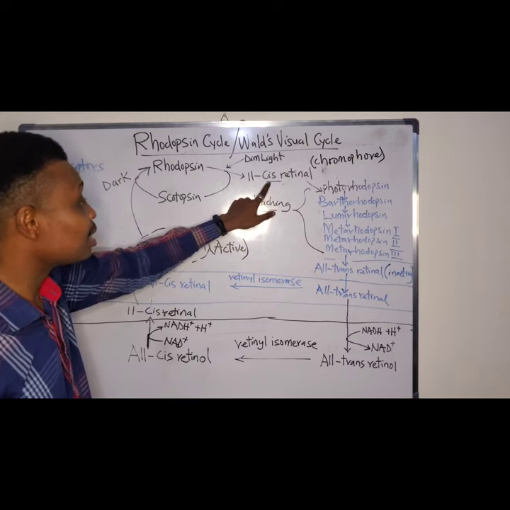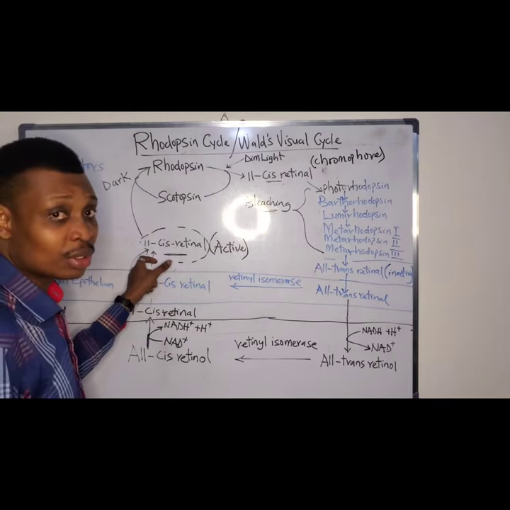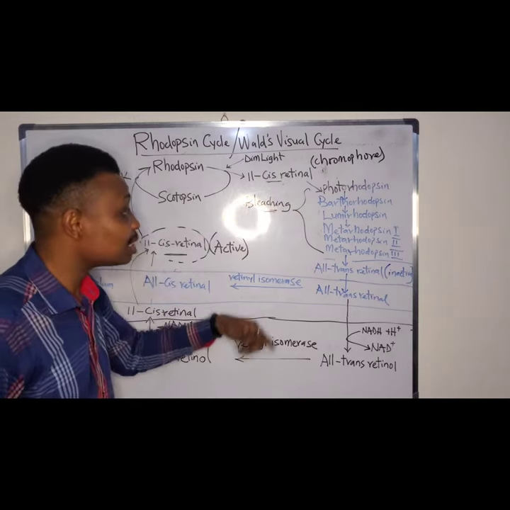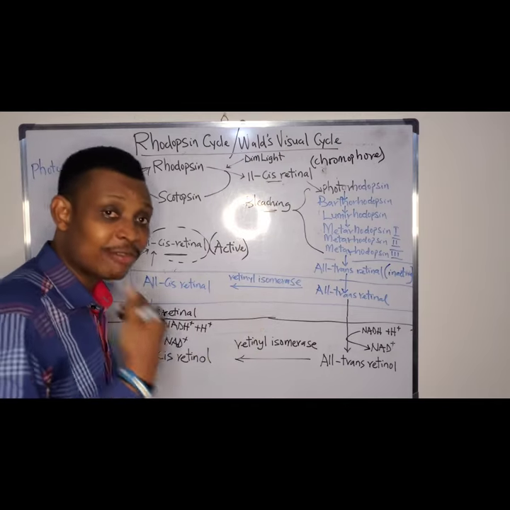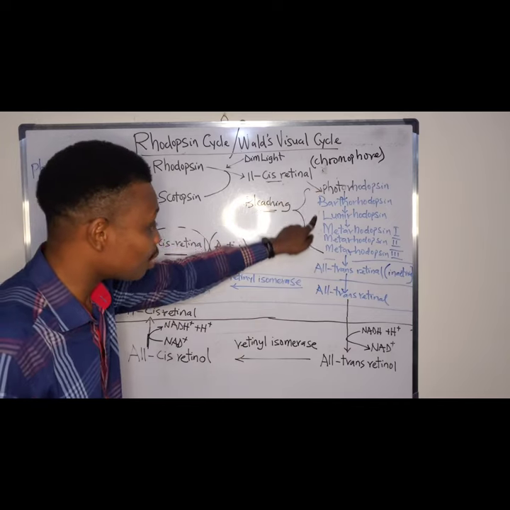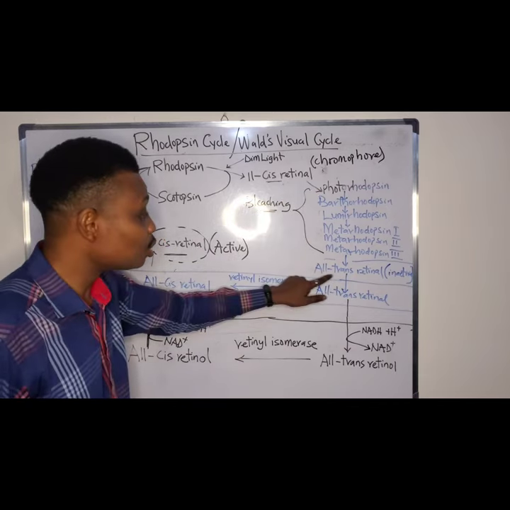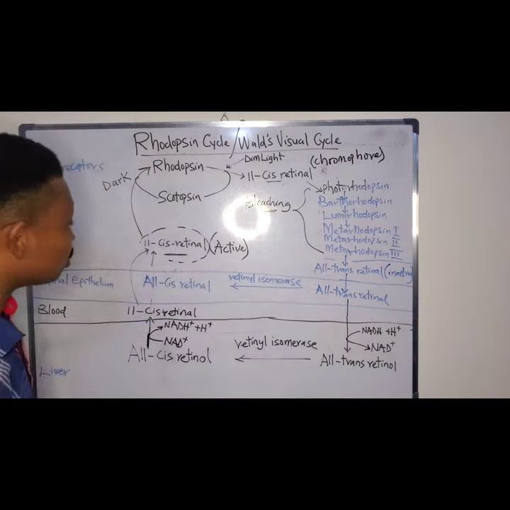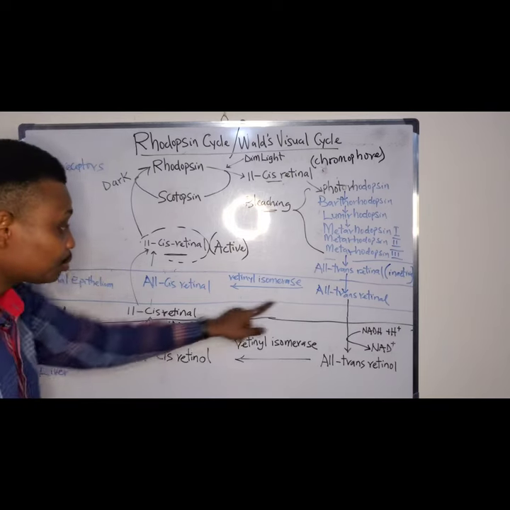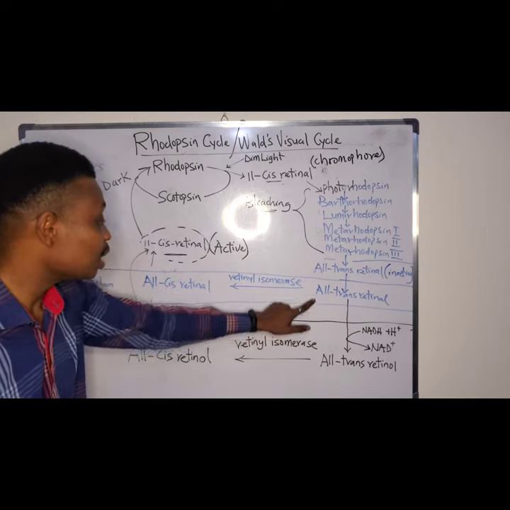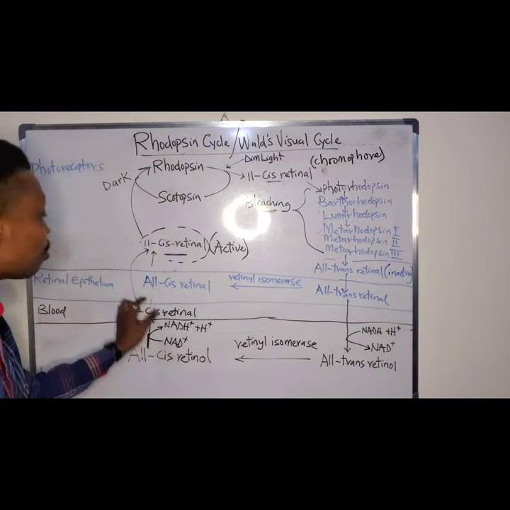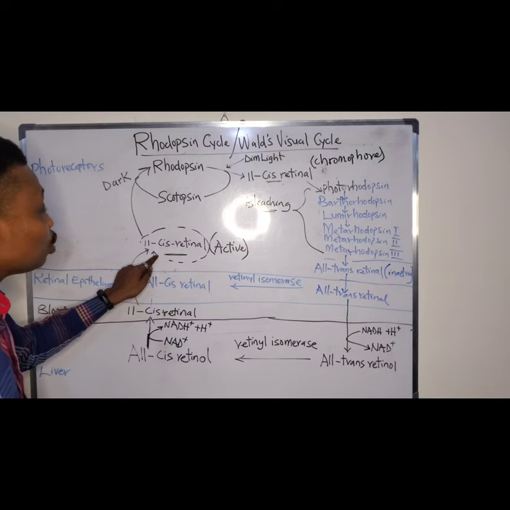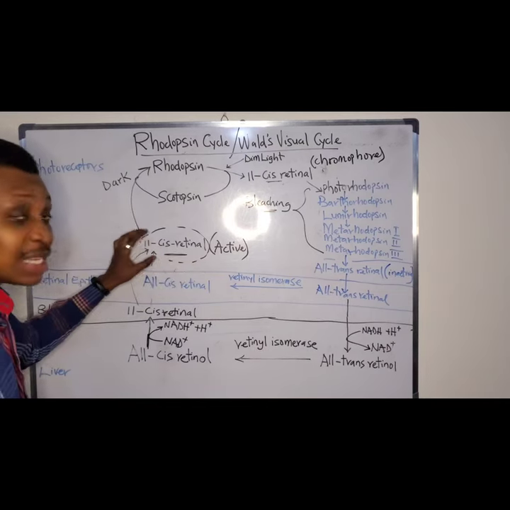Now, this 11-cis retinal ordinarily should be needed to activate this scotopsin, but it rapidly undergoes a process of bleaching, which I said is a process of excitation and fast isomerization, where it isomerizes to form all-trans retinal. This all-trans retinal is inactive in the photoreceptor. So this all-trans retinal will now move from the photoreceptor into the retinal epithelium. In the retinal epithelium, it will undergo a process of isomerization to form all-cis retinal. The all-cis retinal will now move back into the photoreceptor and be converted to 11-cis retinal, which is active.